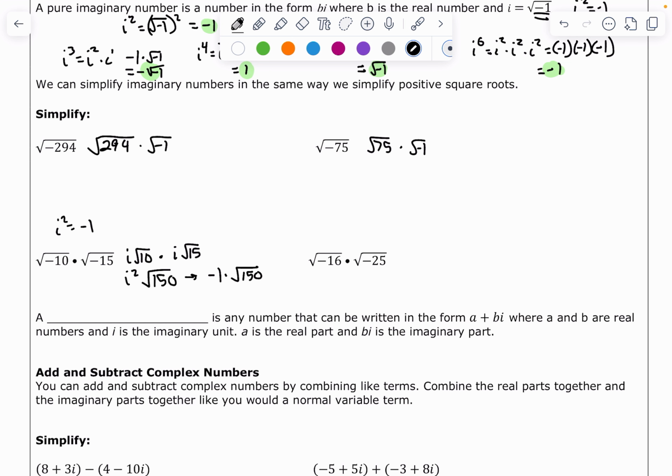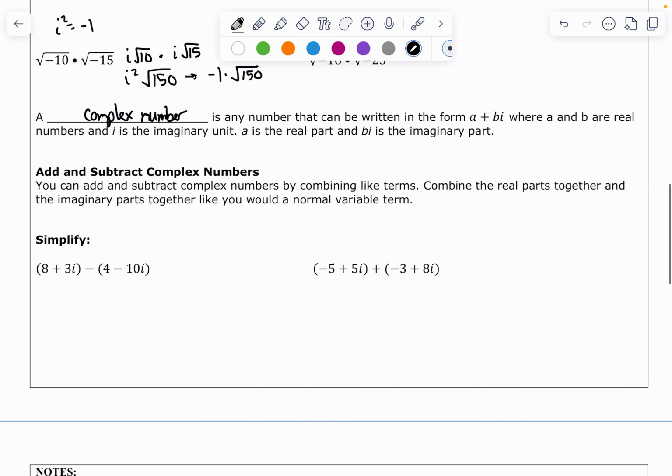Numbers that have imaginary numbers in them are part of the complex number group. So that's anything with a real number and an imaginary number. So now we can add and subtract and multiply and divide these numbers with i.